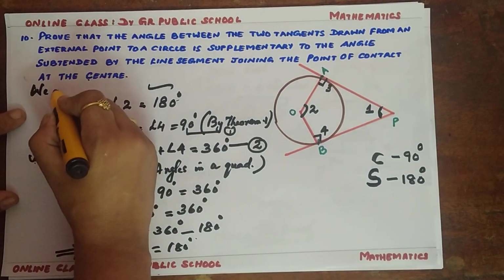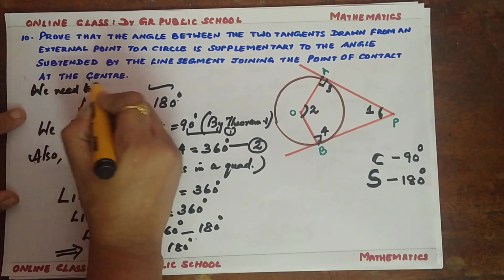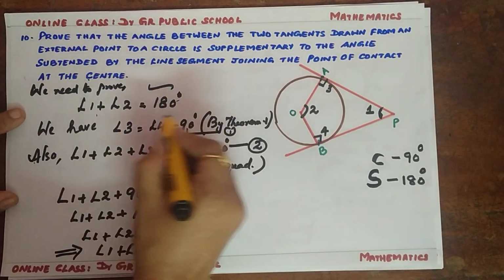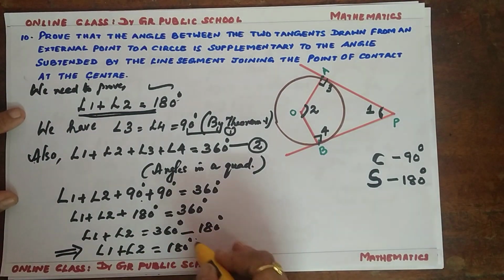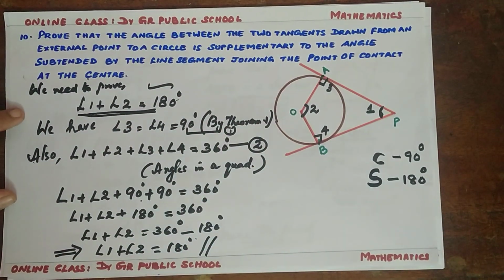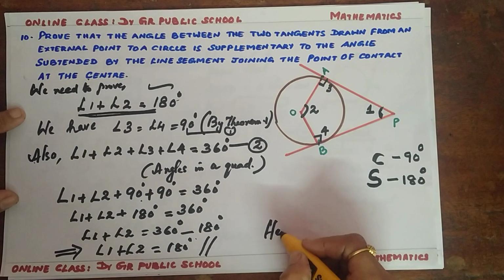We needed to prove that angle 1 plus angle 2 is 180 degrees, that I wrote at first, and at last we arrived at the conclusion that angle 1 plus angle 2 is 180 degrees. Hence proved.